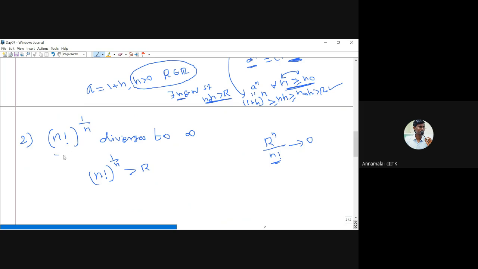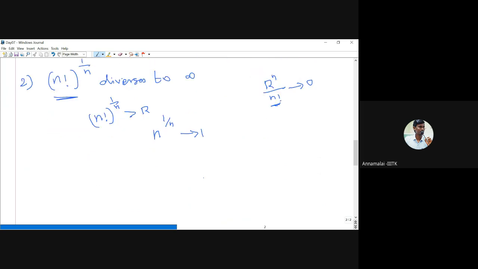Anyway, keep in mind that n factorial power 1 by n diverges to infinity, but n power 1 by n converges to 1. Yesterday, we discussed that n power 1 by n converges to 1, but n factorial power 1 by n diverges to infinity.